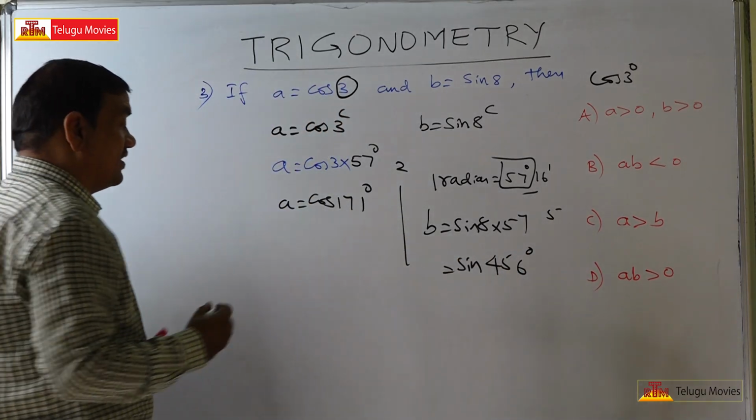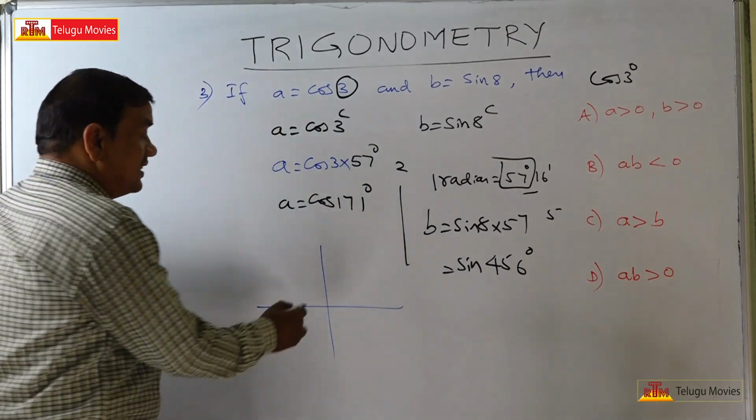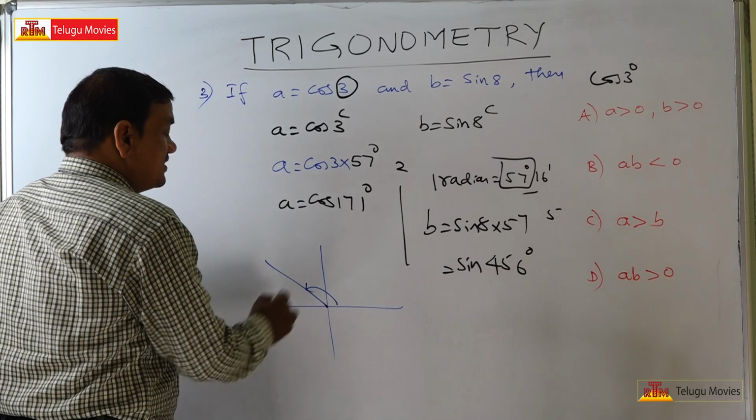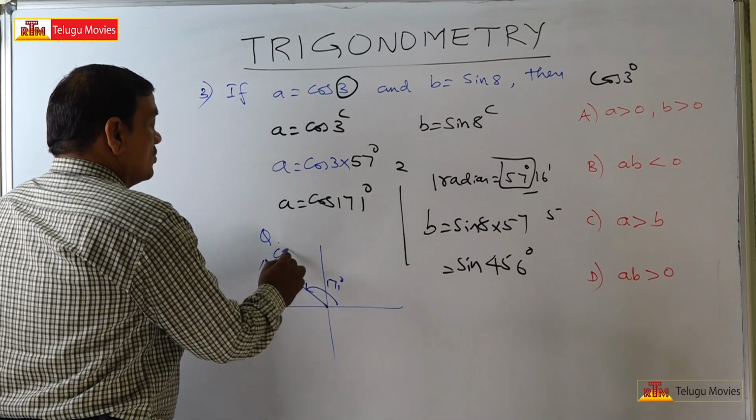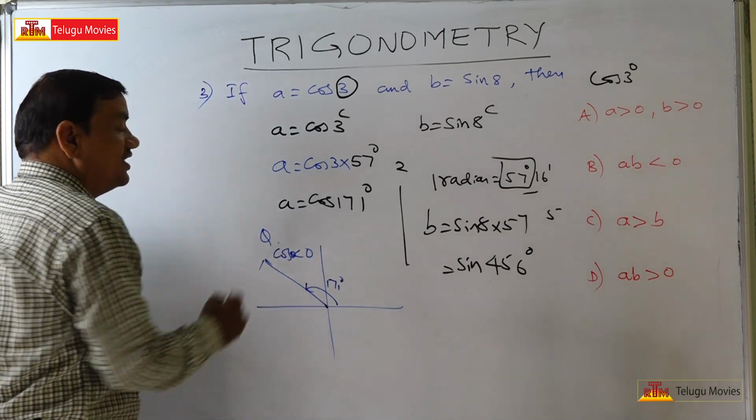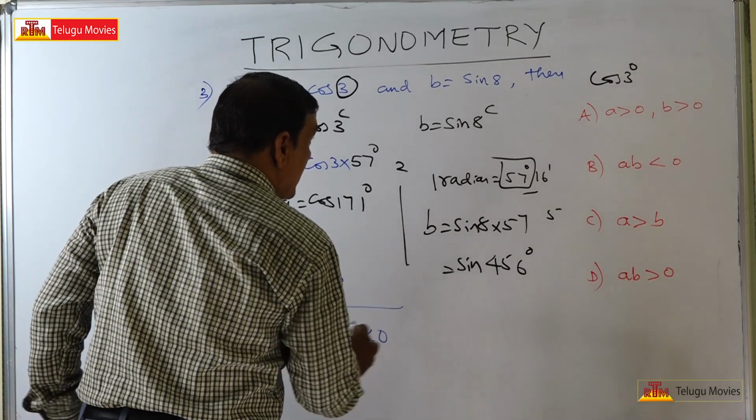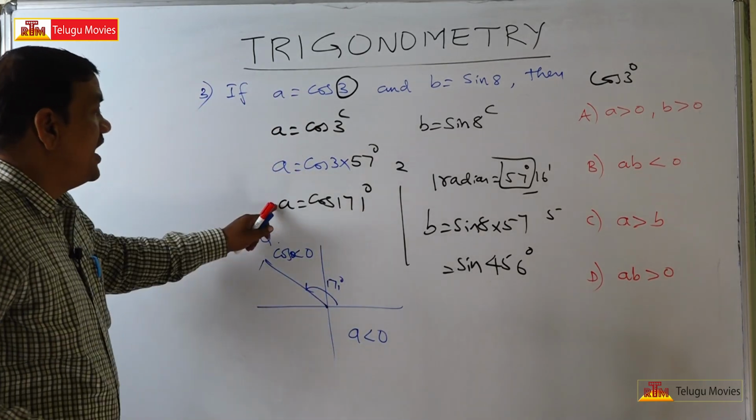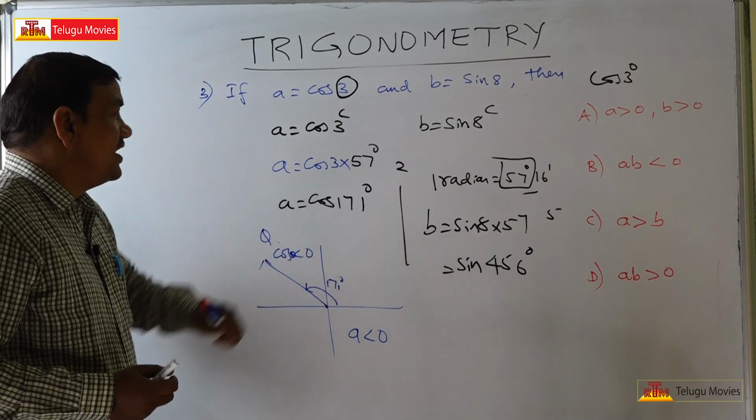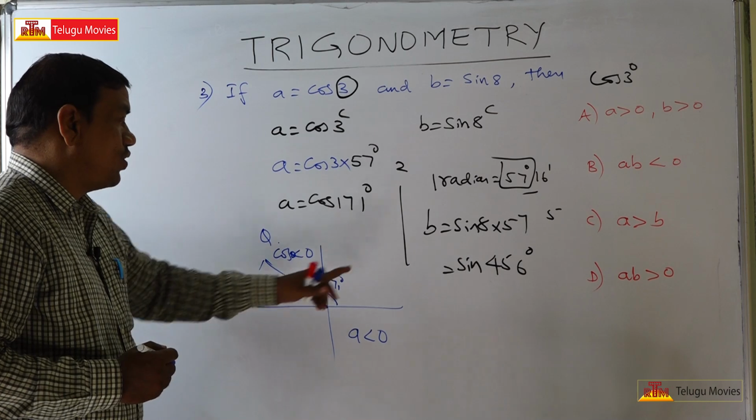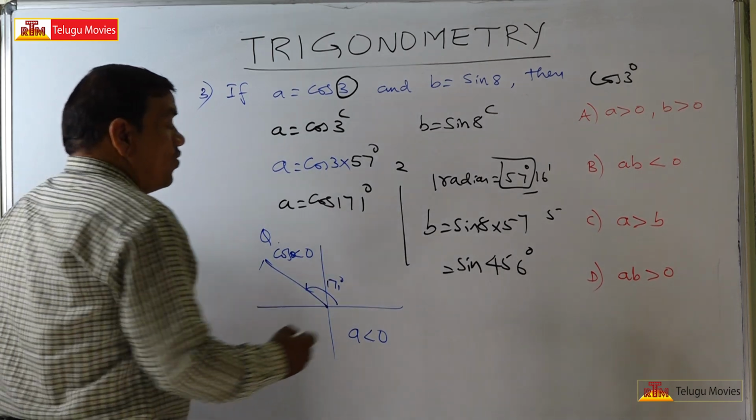Now see here, cos 171. Where will it come? 171 means the terminal side will come in the second quadrant. In the second quadrant, cos is negative, cos theta is negative. Therefore, the A value is less than 0. So A is equal to cos 171 degrees, therefore A is less than 0. All silver teacups.